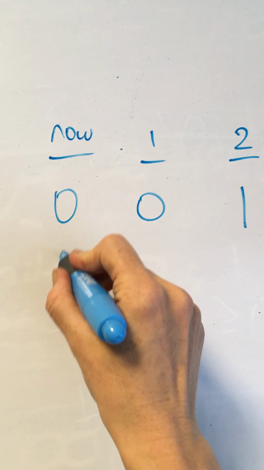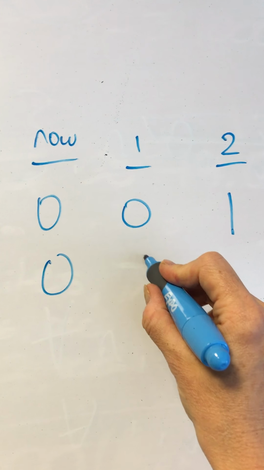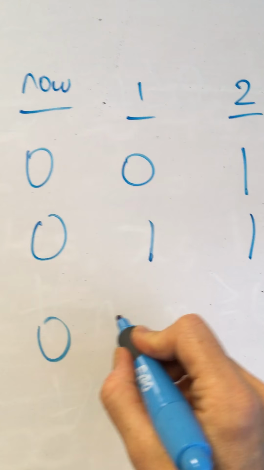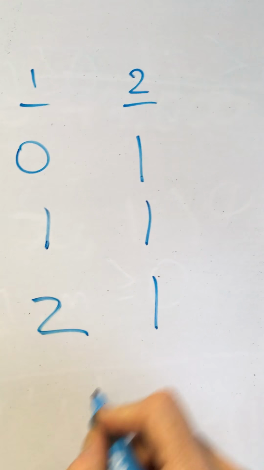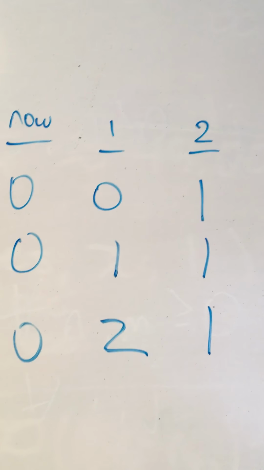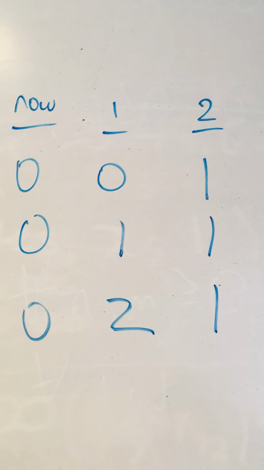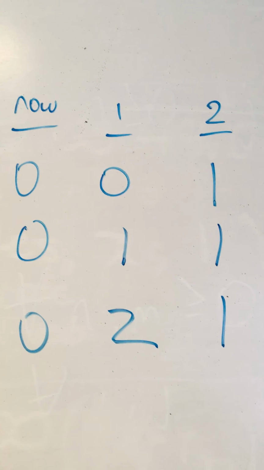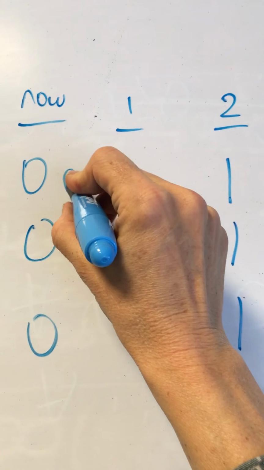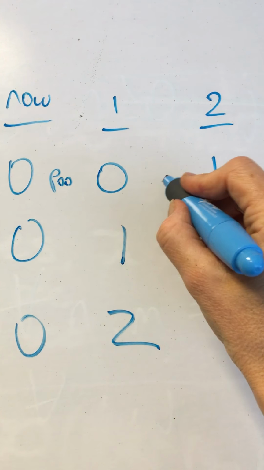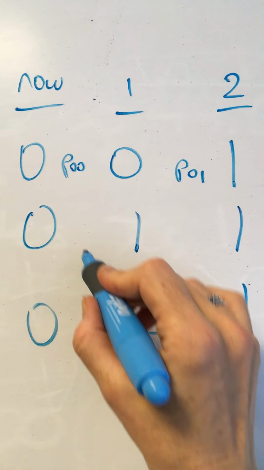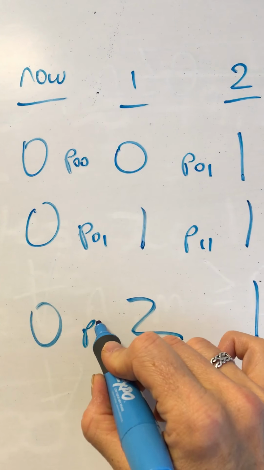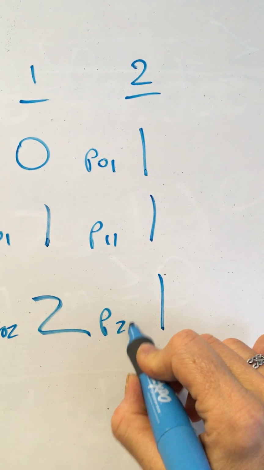Okay, we could have from 0 to 1 to 1. In this case, we had 0 to 2 to 1. I think that was it. So in 2 time steps, we have 3 different ways we could end up in state 1. And so we are going to have some probability of going from 0 to 0, then 0 to 1; 0 to 1, then 1 to 1; and 0 to 2, then 2 to 1.